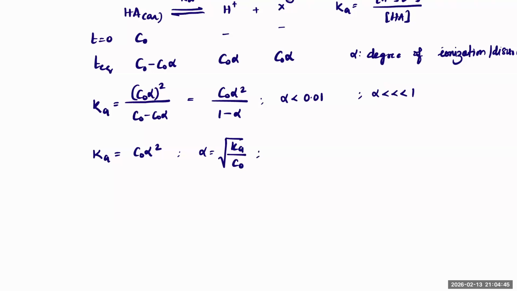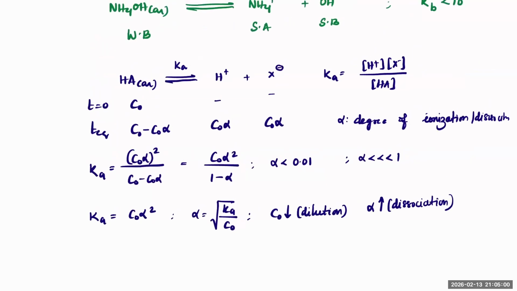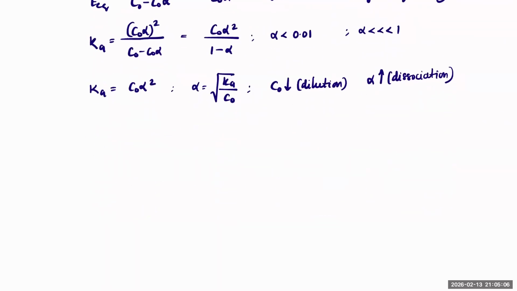So from here we can say as the concentration decreases, which means it is about dilution, then the alpha value will increase. That is about dissociation. So dissociation increases over the dilution. This principle is called Ostwald's dilution law. Got it?